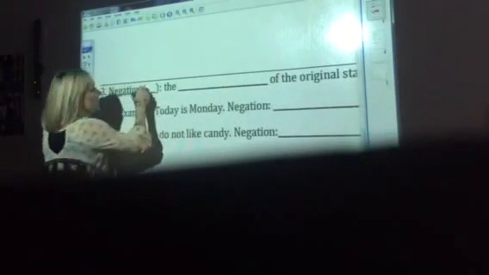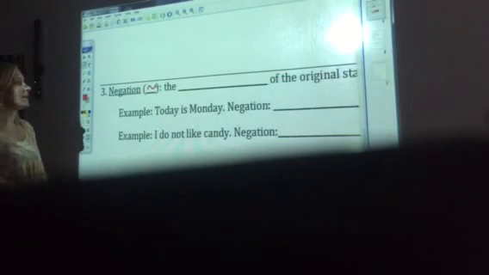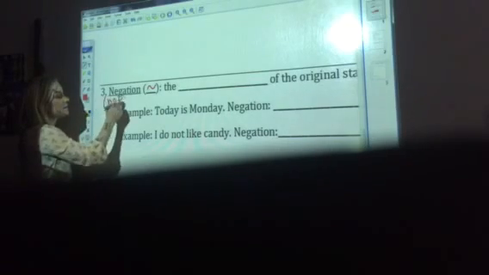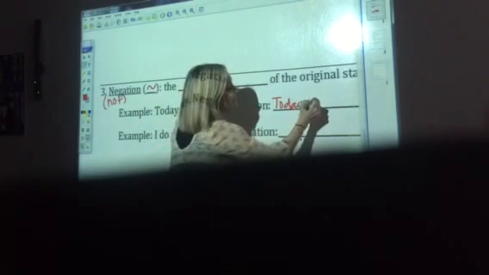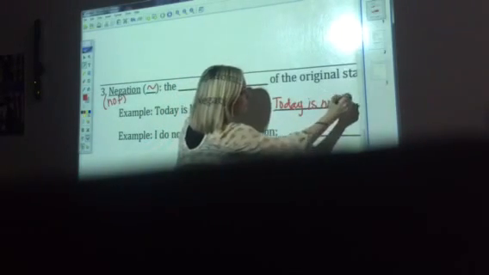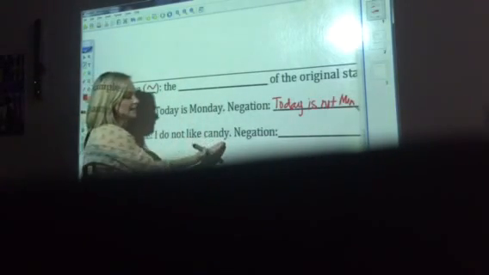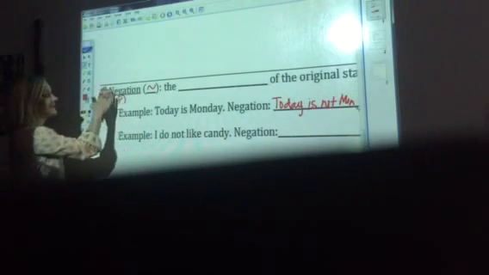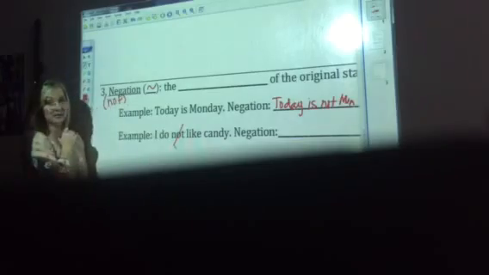All right, so the next thing I want to talk about is negation. Negation is finding the opposite of an original statement, okay? So, for example, here's our little symbol. What I want you to think about negation is the word not, okay? Today is Monday, so the negation would be today is not Monday, okay? If someone said, I do not like candy, the negation would be, I do like candy. So if you're writing the negation, you're either including the word not or taking it out, okay?